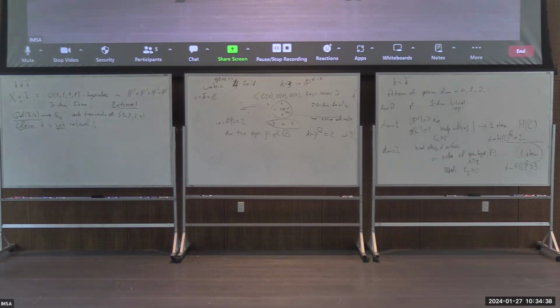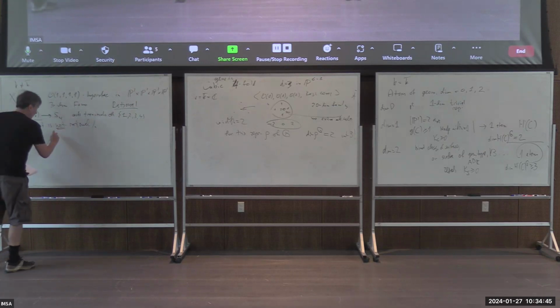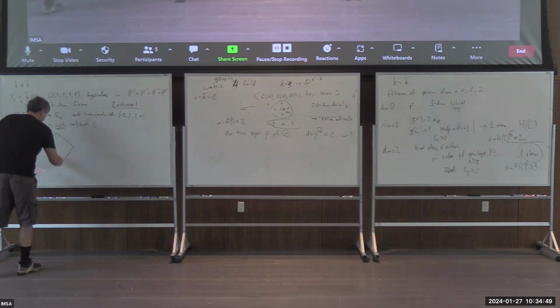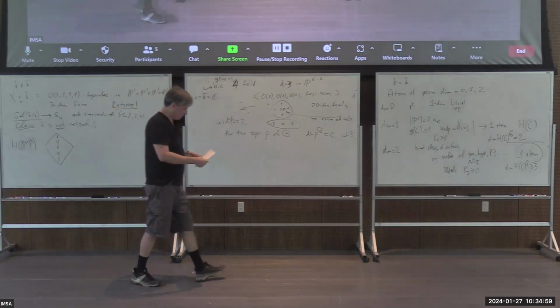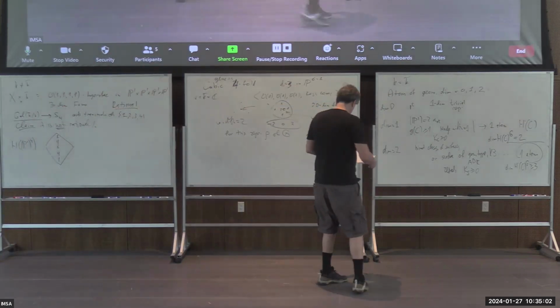First of all, we can look at the model of P1 to the power 4. The Hodge diamond is very easy. You get only algebraic classes: 1, 4, 6, 4, 1. In the middle, you get six-dimensional cohomology, the binomial coefficient gives 6.